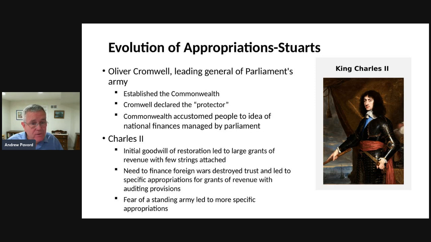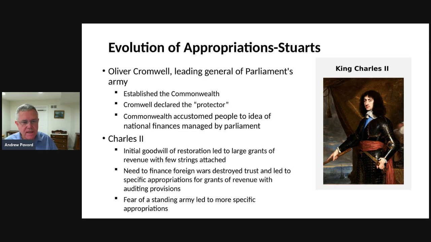But during this period, the Commonwealth accustoms the people to the idea that national finances are managed by Parliament. But then Cromwell dies, and there's no real successor, and the Commonwealth hasn't been all that successful. So the nobility asked King Charles II, whose father, Charles I, was executed, to come back and be a king again. So the initial restoration of Charles II, the restoration of the crown, led to large grants of revenue with very few strings attached.